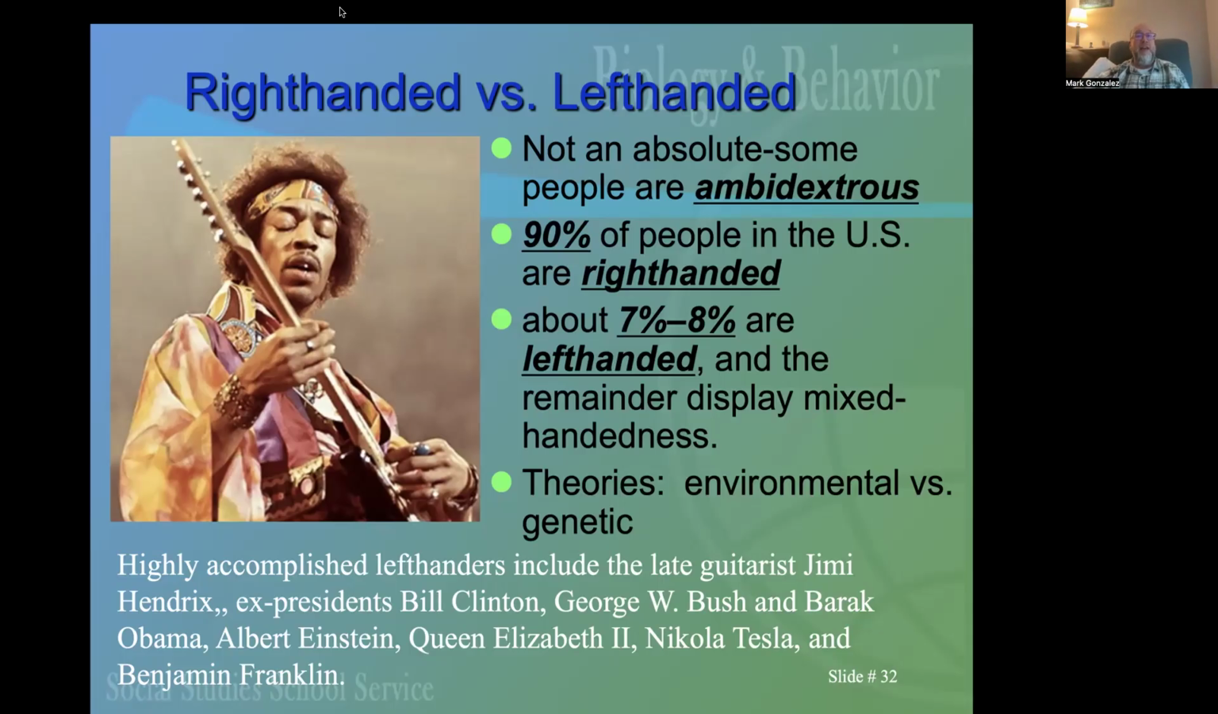Queen Elizabeth II, the longest reigning monarch in British history, passed away just a few years ago. She was a lefty. Nikola Tesla, an electric genius, right? The guy who invented the AC motor, the alternating current motor, he was a lefty. And even Ben Franklin did something with electricity as well. So does it have to do with the hemispheres of the brain? Not necessarily.